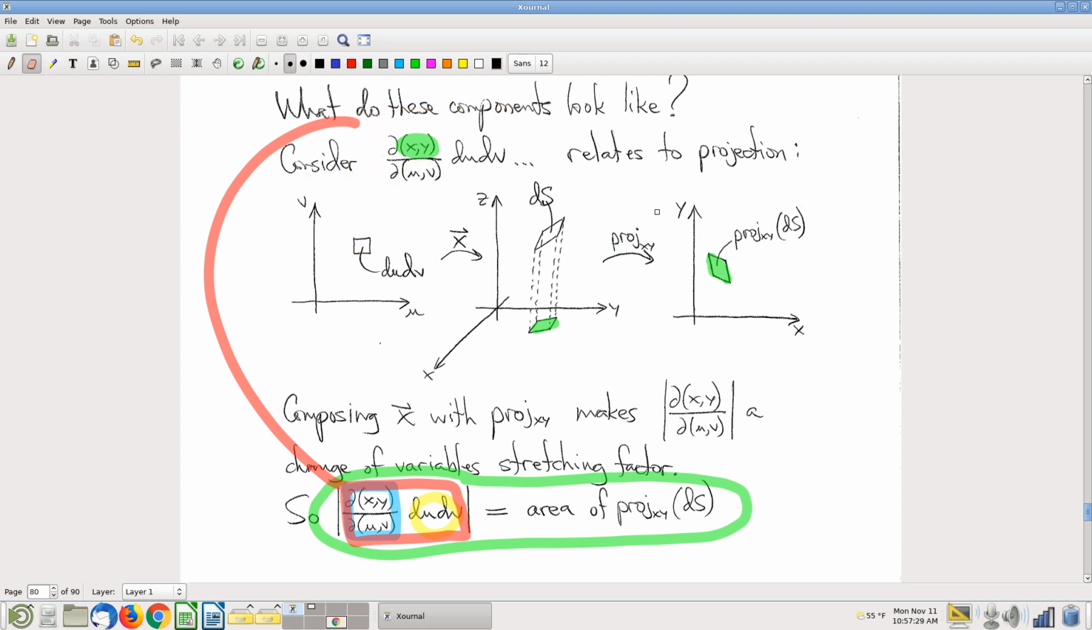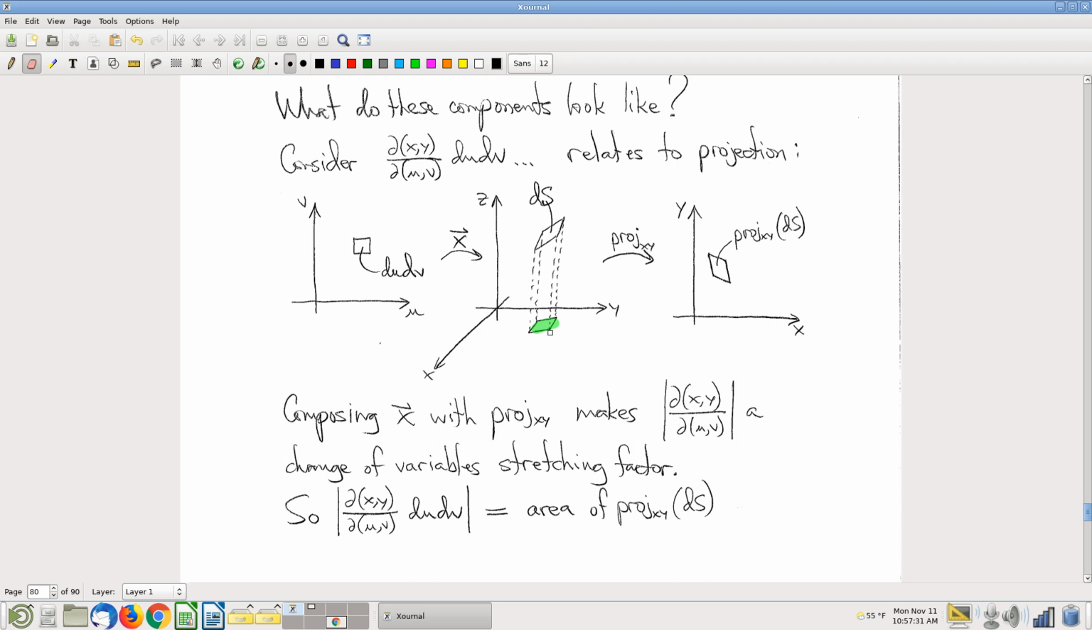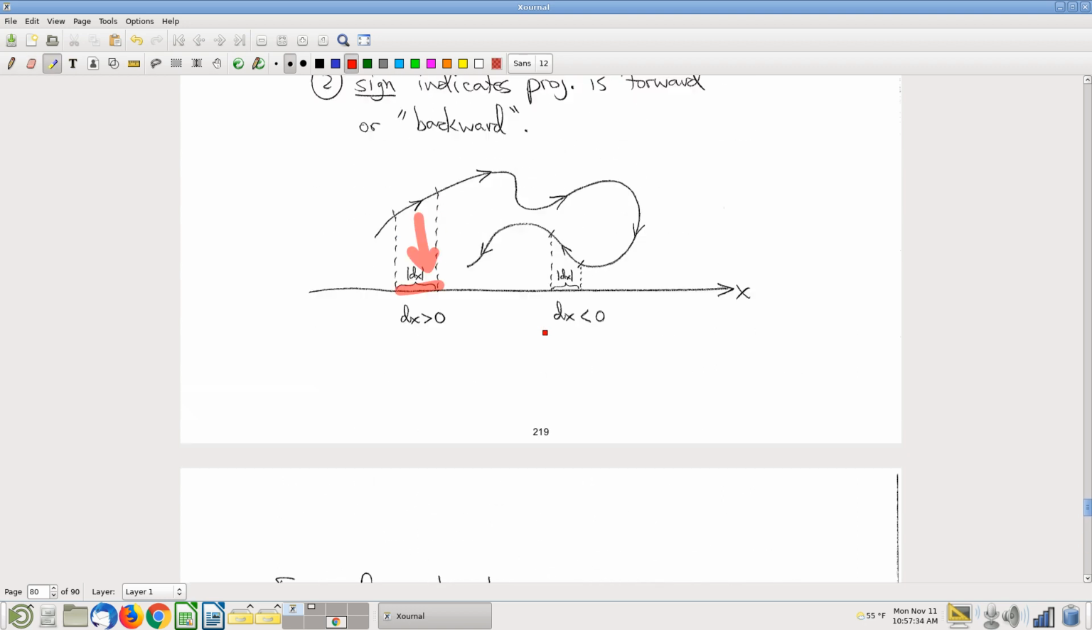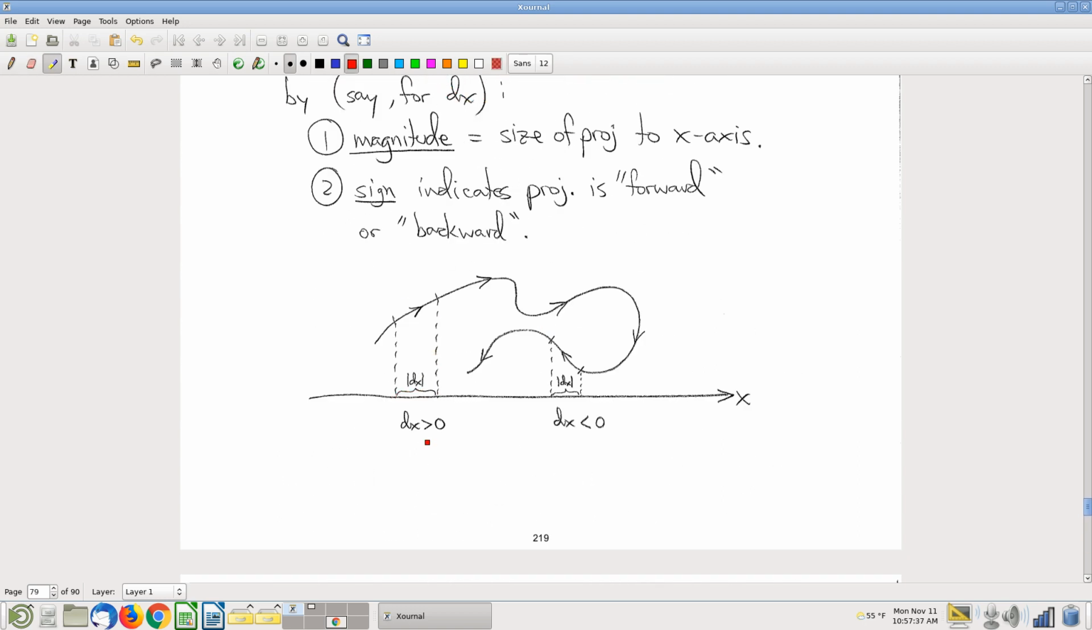So for your consideration, now let's talk about the pluses and the minuses here. When we're talking about the dx, when dx is positive, that means that we're projecting in what you might call the correct direction. Whereas if dx is negative, that just means that the curve has moved around in such a way that we're now going backwards, in that the projection makes that arrow project backwards. So plus means you're projecting the right way, minus means you're projecting the wrong way.